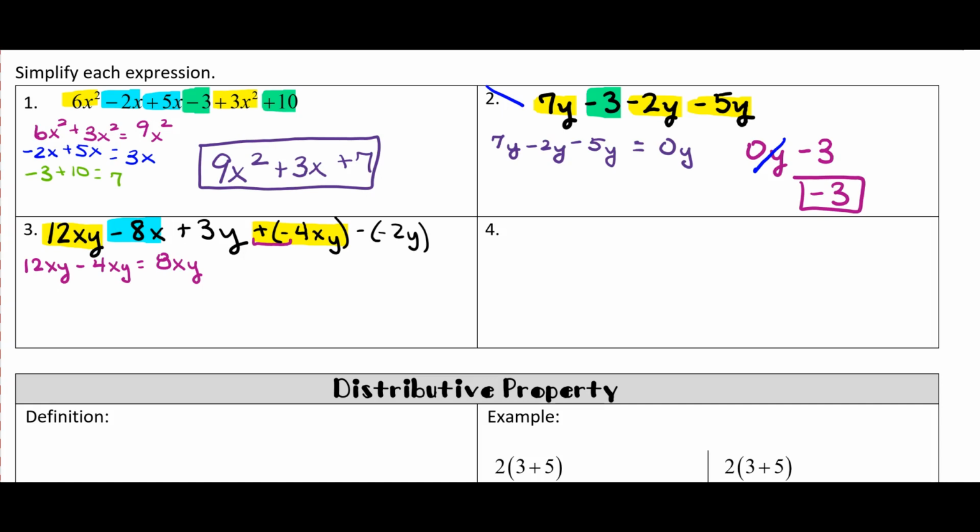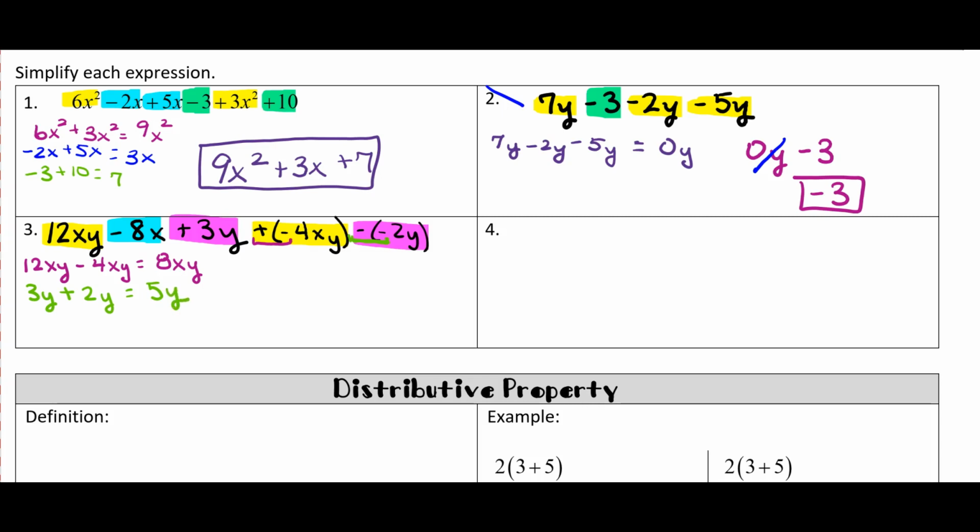And then finally I have this positive 3y and then this minus negative 2y. So when I combine those together, I'm going to have this 3y. When I have this minus a negative, remember that two negatives make a positive, so we're going to put plus 2y. So 3y plus 2y is 5y.